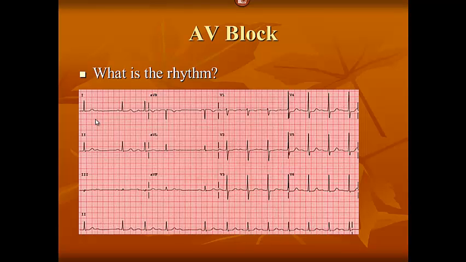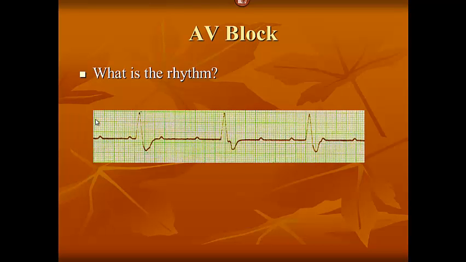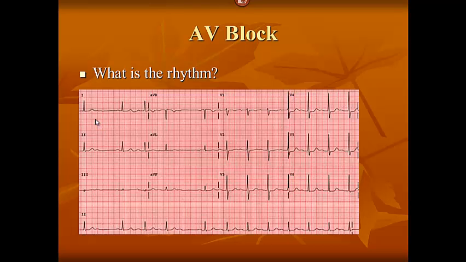Now we have the others, which are the second degree AV block, Wenckebach, and type 2. In the second degree AV block, nodal block, Wenckebach, or Mobitz type 1, varying failure of conduction through the AV node occurs, such that some P waves may not be followed by a QRS complex.